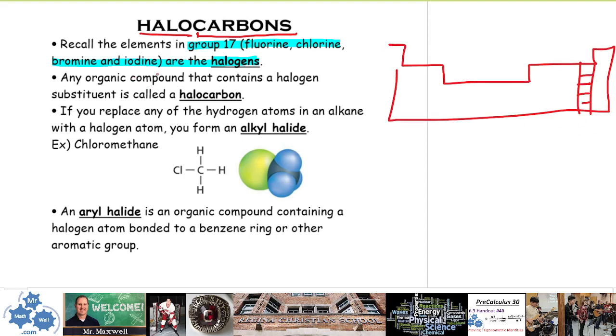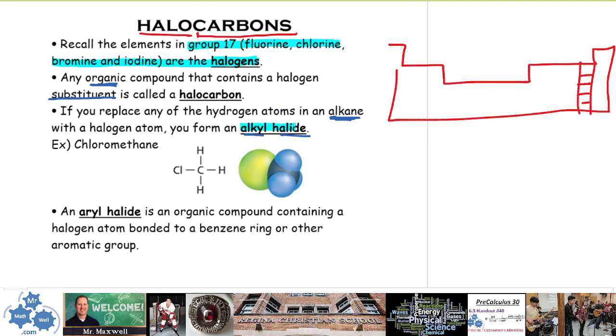Any organic compound that contains a halogen substituent is called a halocarbon. So if we've got some kind of carbon ring or chain and we've got a halogen on it, you'll see that there are many different words for different things, like substituent. That means there's something that's attached onto it. Is it a functional group? Technically it is. You'll see other words for a functional group like substituent as well, but it's called a halocarbon. If you replace any of the hydrogen atoms in an alkane, and remember alkane would be singly bonded carbon chains, with a halogen atom, you form something called an alkyl halide.